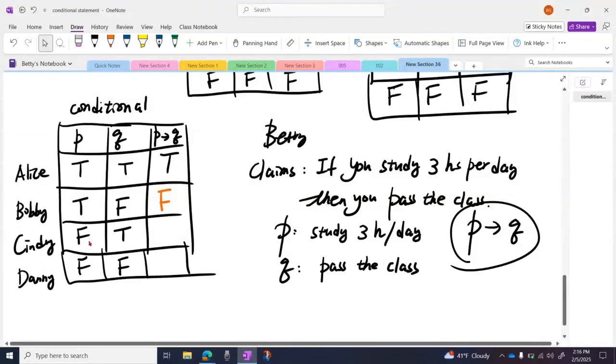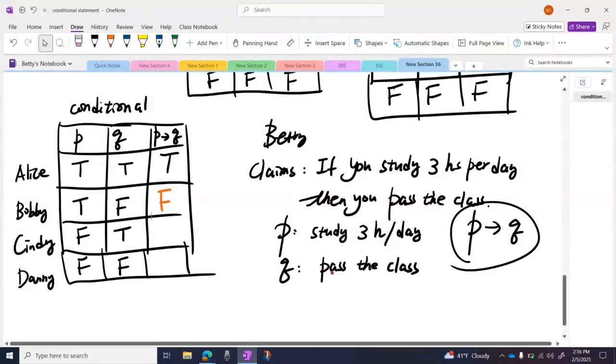In Cindy's case, P is F, Q is T. The antecedent is false, the consequence is true. So in Cindy's case, she did not study 3 hours a day. We don't know how many hours she studied, right? Maybe 4 hours a day, maybe 2 hours a day, maybe did not study at all, right? But she passed.